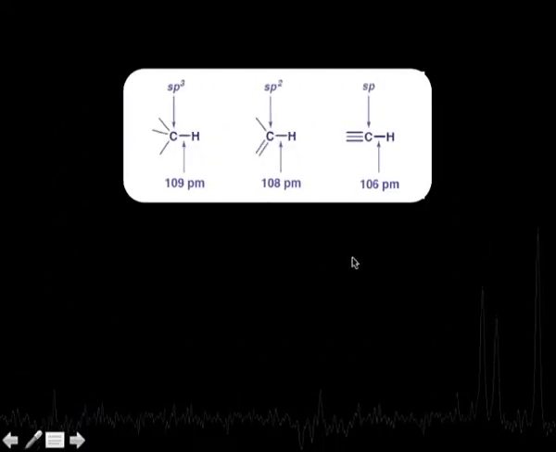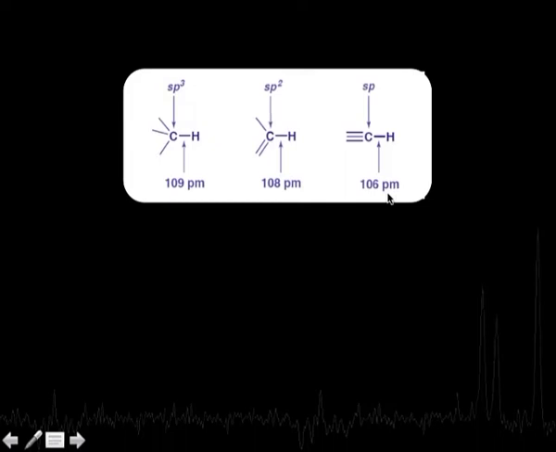As a consequence, look at the numbers here, you find that this CH, which is the sp3 hybrid orbital of the carbon atom, is 109 picometers, this is 108 picometers, this is 106 picometers. So, since this is shortest and the reduced mass happens to be the same in the three cases, this will be the strongest bond.